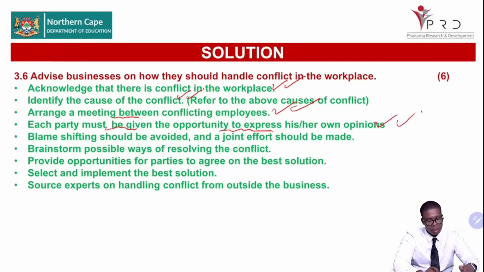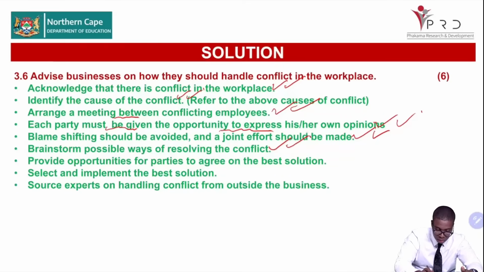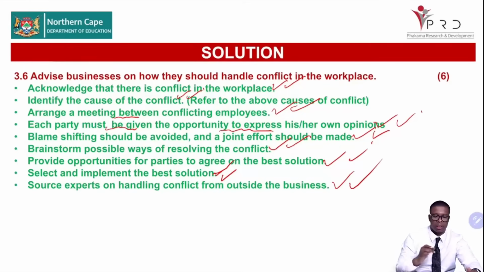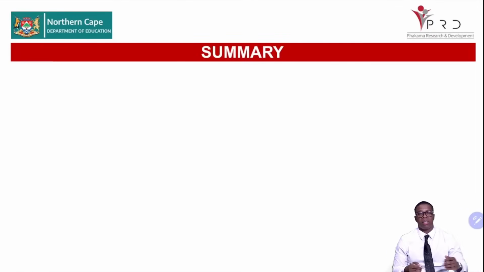Then blame shifting should be avoided and a joint effort must be made, saying we are now focusing on solving the problem. Brainstorm possible ways of resolving conflict, then provide opportunities for each party to agree on the best solution. Thereafter, select and implement the best solution. Should it not work, source experts on handling conflict from outside. Then we are done with our lesson.